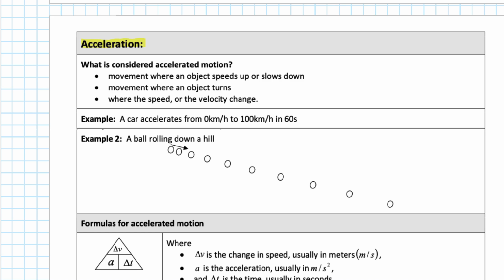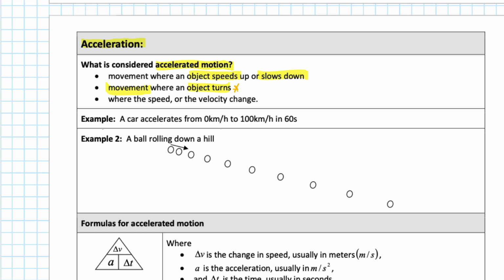So we're now looking at the concept of acceleration. What is accelerated motion? Accelerated motion is when an object either speeds up or slows down, or movement where an object turns. This one's a bit of a weird one. So the speed up, slow down, that's fairly understandable.